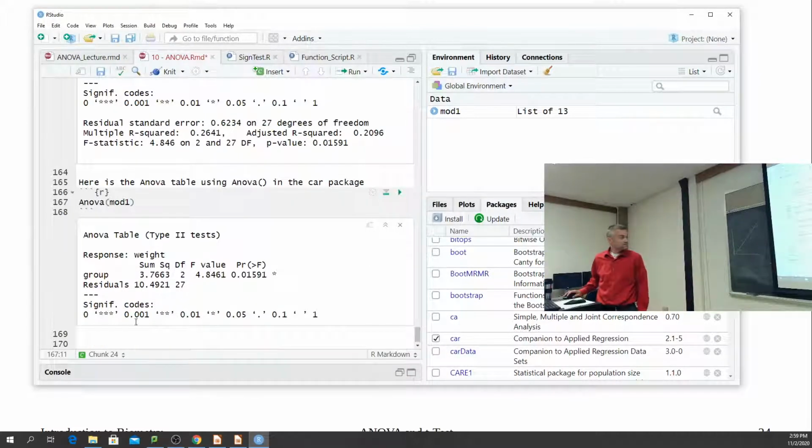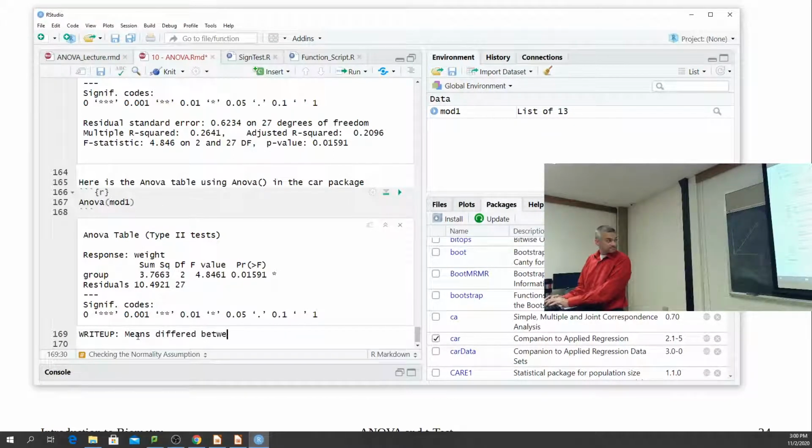So, our write-up then: our means differed between the treatment groups. We ran an ANOVA. Our F, with degrees of freedom 2, 27, the F statistic is 4.85, rounded, and our p-value is 0.02.